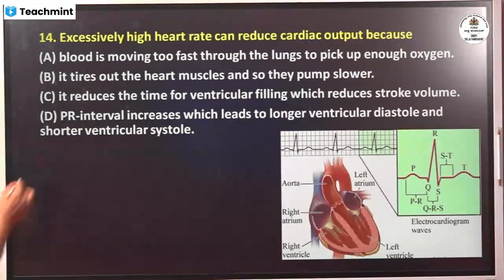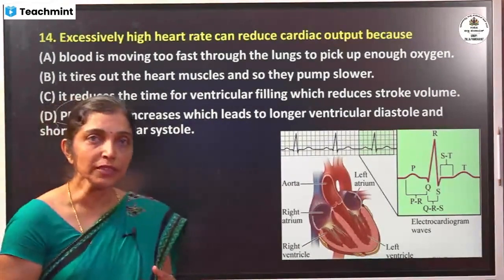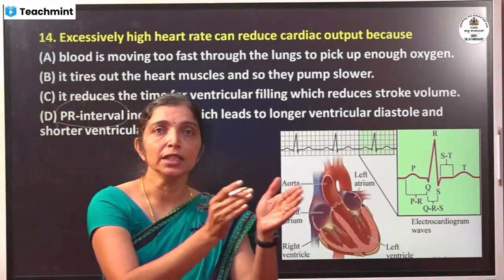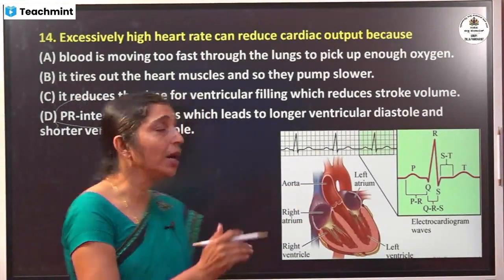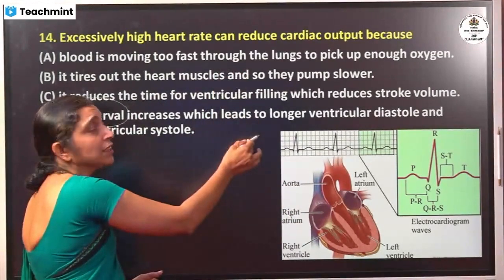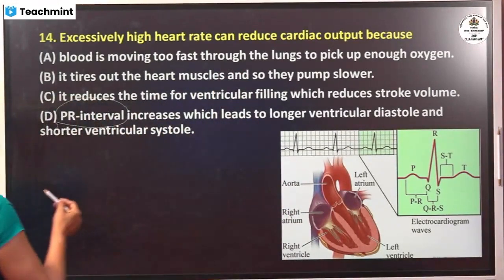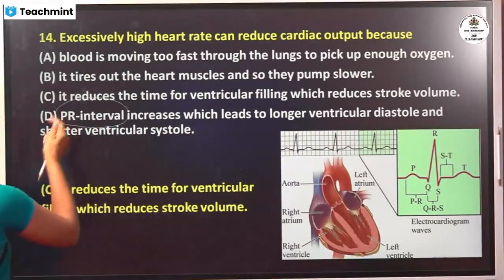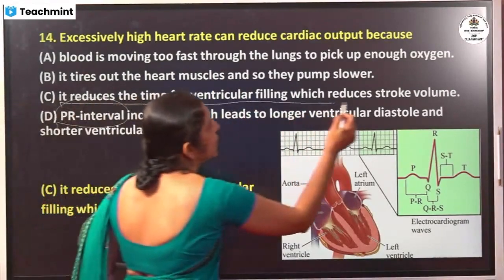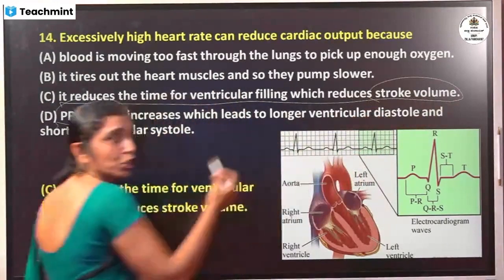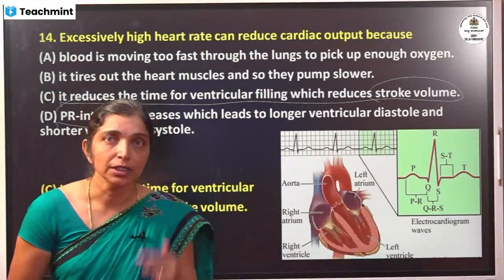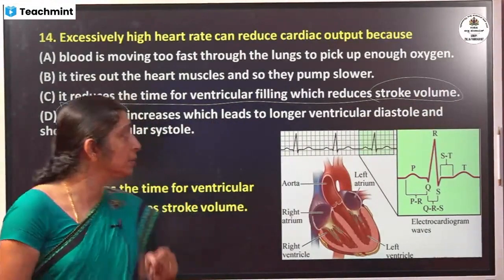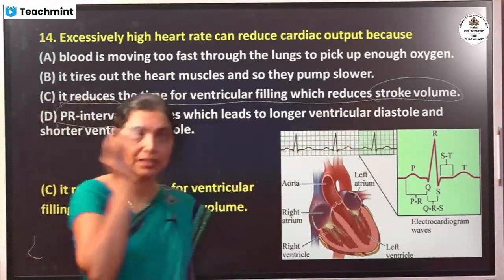So here, what do you mean by the PR interval? PR interval is nothing but the time between the atrial and the ventricular depolarization. So among these 4, which is the right option? The right option over here is C: it reduces the time for ventricular filling, which reduces the stroke volume. So whenever there is excessively high heart rate, the cardiac output reduces mainly because the stroke volume decreases.